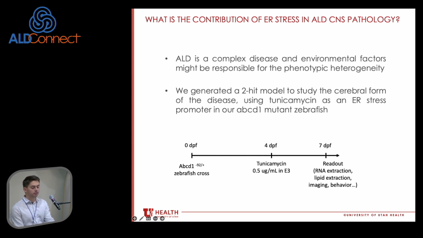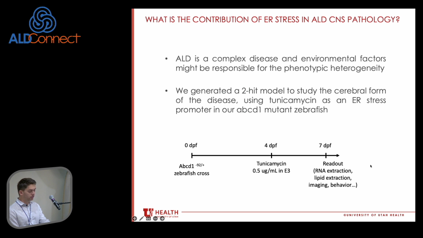And keeping in mind that ALD is a complex disease with various factors potentially responsible for the very distinct manifestations of the disease, we wanted to generate a two-hit model where a second factor could be precipitating the pathology. And with this evidence for ER stress being a major component, tunicamycin, which is commonly used experimentally as an ER stress promoter, just appeared to be a good candidate.